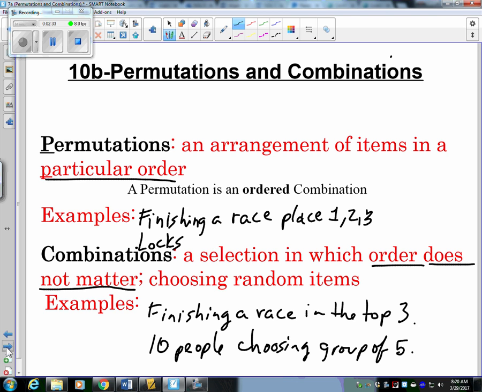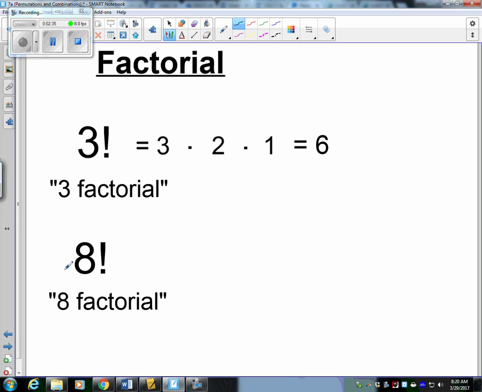Let's get into it a little bit. Let's talk about factorial first. In math, when you see an exclamation point, 3 factorial means 3 times 2 times 1. You just start with that number and work your way down, multiplying those together. 8 factorial equals 8 times 7 times 6 times 5 times 4 times 3 times 2 times 1.